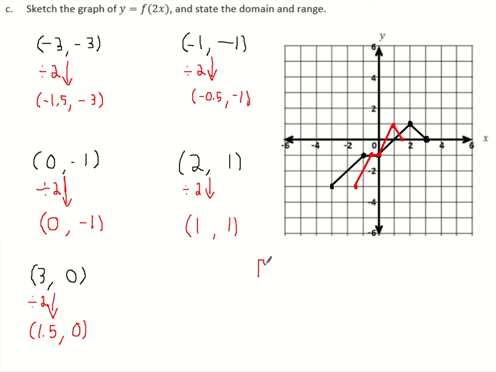So instead of our range changing, this time our domain is changing. Our domain is being cut in half. It's going from negative 3 to positive 3, to now negative 1.5 being less than or equal to x, less than or equal to 1.5. My range, however, isn't going to be touched at all. My range stays the same. I still go from negative 3 up to 1. My range doesn't change.